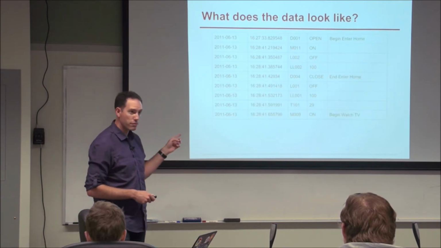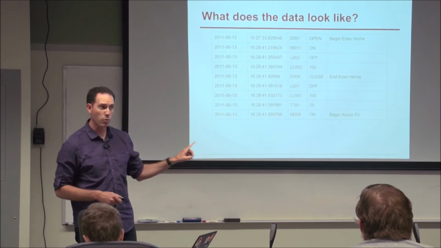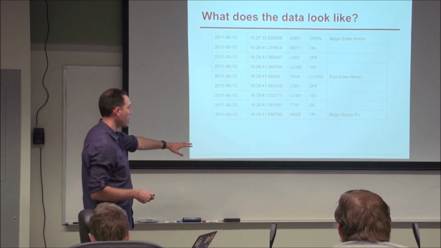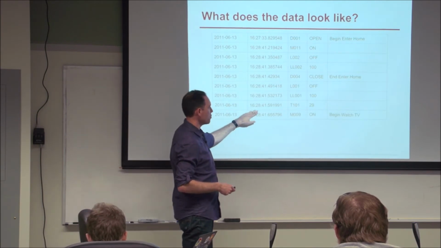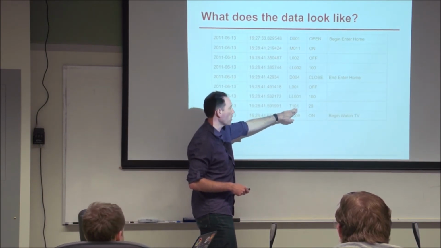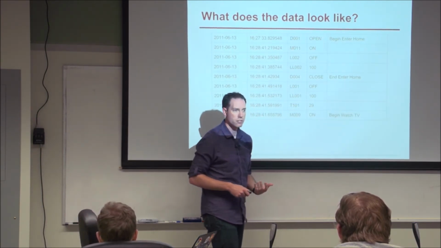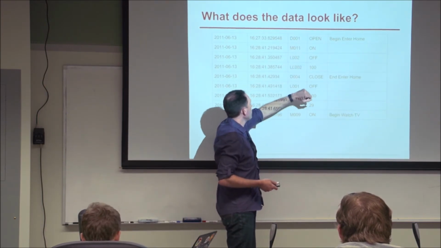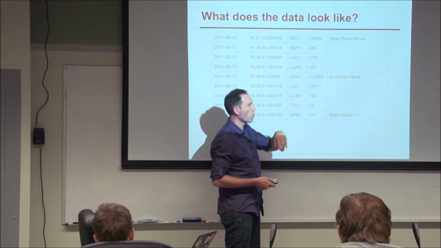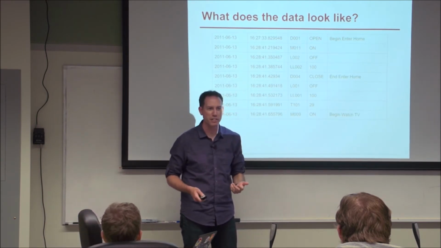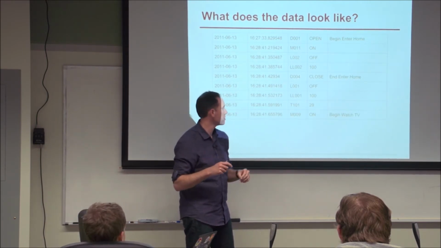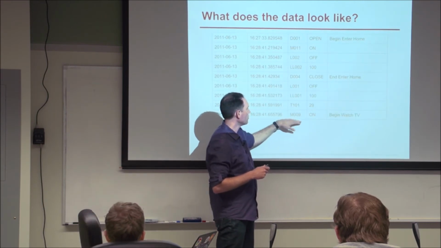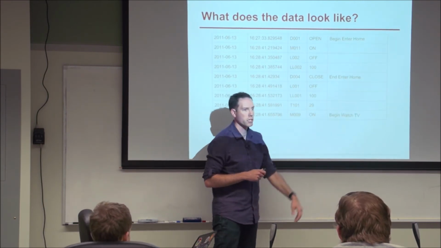The data itself is very simple from most of our system. This doesn't have our accelerometers in it, but most of them just say what day something happened, what time it happened, what device it was, and a message. And the messages are very simple. Motion detectors say on and off. Light level sensors say 100 or 10 or 50. It's just a percentage of brightness. Doors go open and close. And temperature sensors give you a temperature.